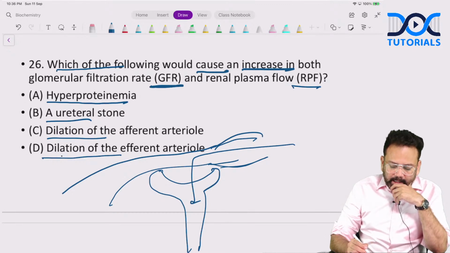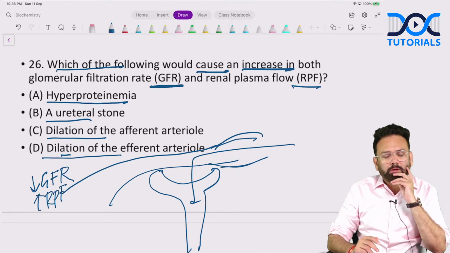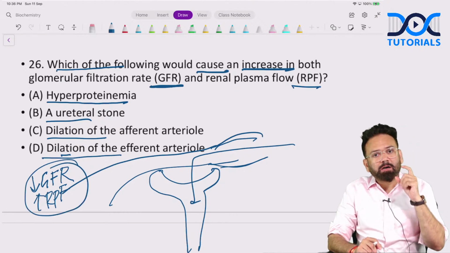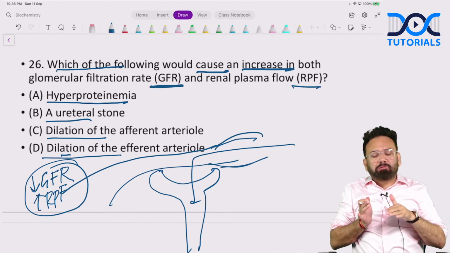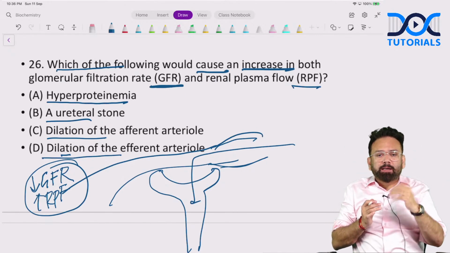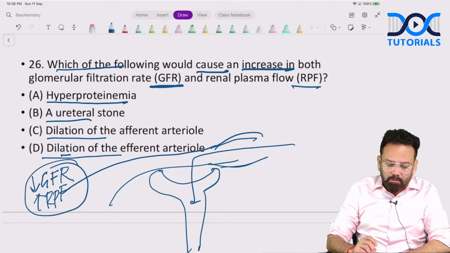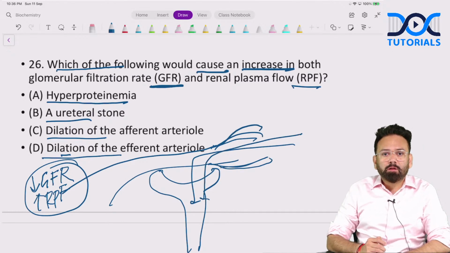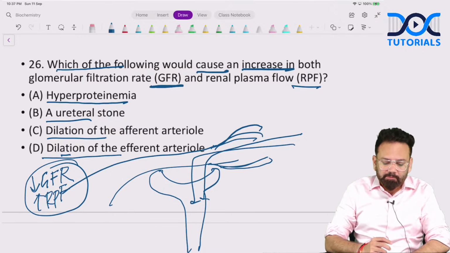D is dilation of the efferent arteriole. With efferent arteriole dilation, GFR decreases, if you remember. Please see the notes. And renal plasma flow increases. Just open your notes and see in the kidney. We have discussed that dilation of the efferent arteriole will decrease the GFR because of decreased hydrostatic pressure and increased plasma flow. Yes, dilation of the afferent arteriole will increase both GFR as well as renal plasma flow.